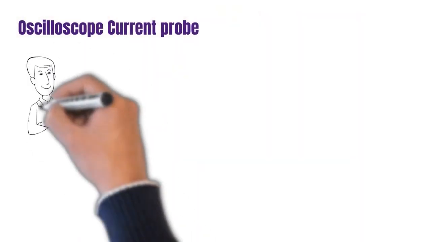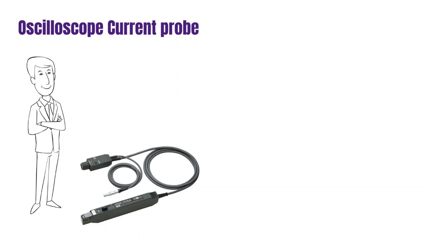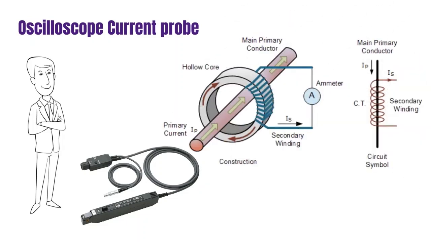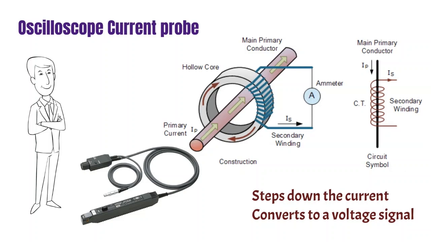For current measuring, we use a different probe called a current probe. The operation of a current probe is similar to a current transformer. It steps down the current, converts it to a voltage signal, and renders it to the oscilloscope. You can learn much more about current transformers in your upcoming semesters.